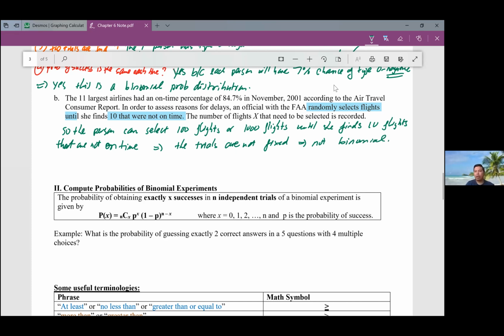Okay, so when you have a feeling that this is not binomial, just look out for one counterexample. So remember, to be binomial, 4 conditions must be satisfied. If one of those fails, the whole thing collapses. That's just like that.